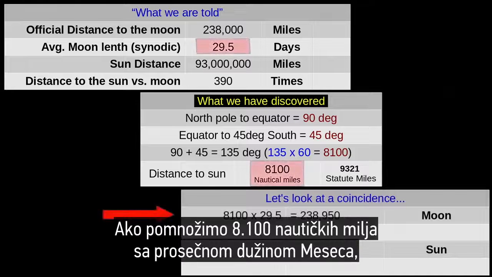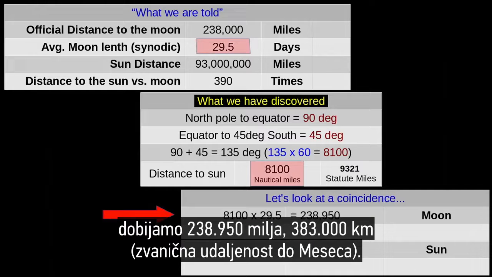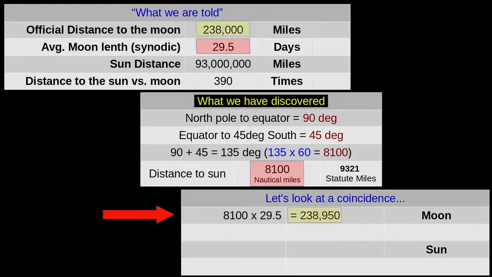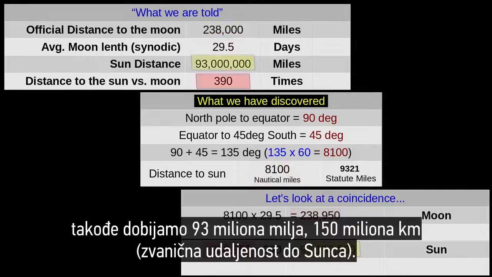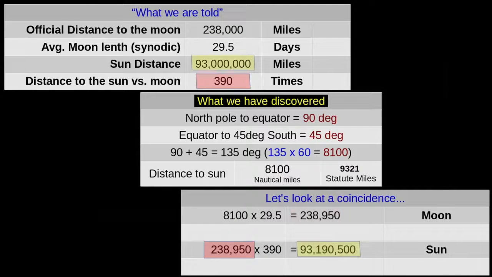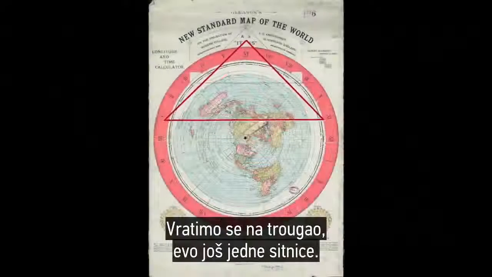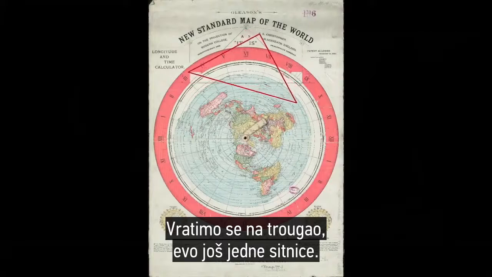The 8,100 miles, if you multiply that by the average moon length, comes out to 238,000 miles. If you take the 238,000 and multiply that by the 390 times distance, you also come up with 93 million miles. Interesting. Coincidence? I think not! Getting back to the triangle, here's one extra little tidbit.